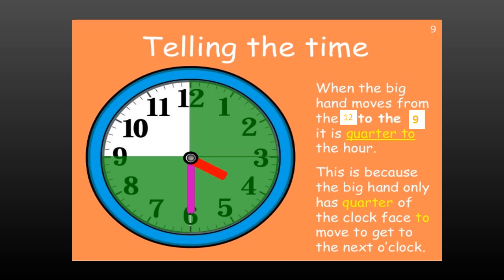Why do we say 5 and not 4? Because we still have remaining 15 minutes, or a quarter of an hour, to reach the next hour, which is 5 o'clock. So we say quarter to 5 means that there is another quarter until we reach the next hour, which is 5.